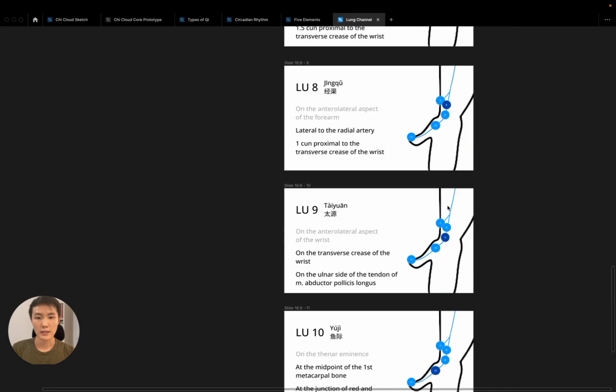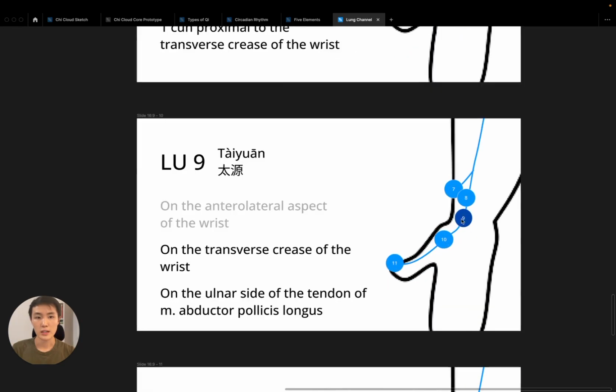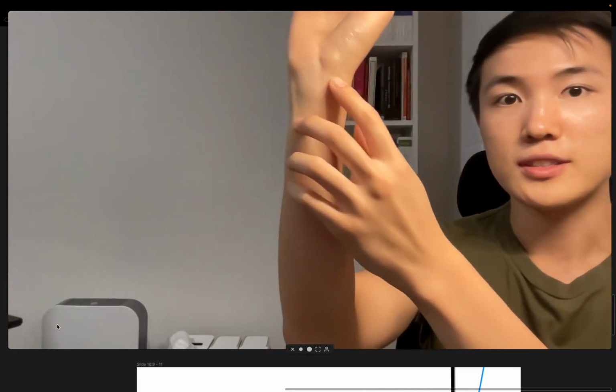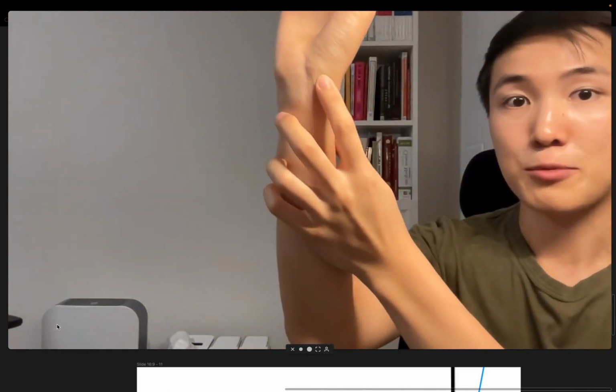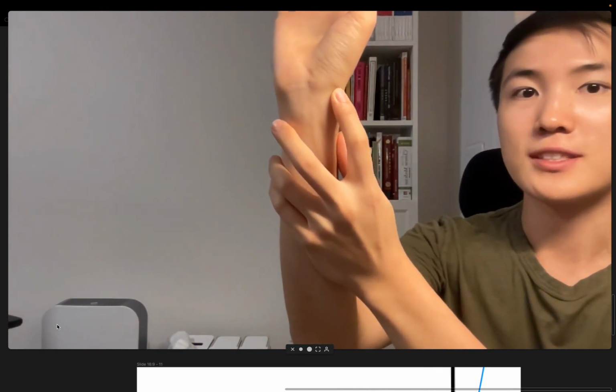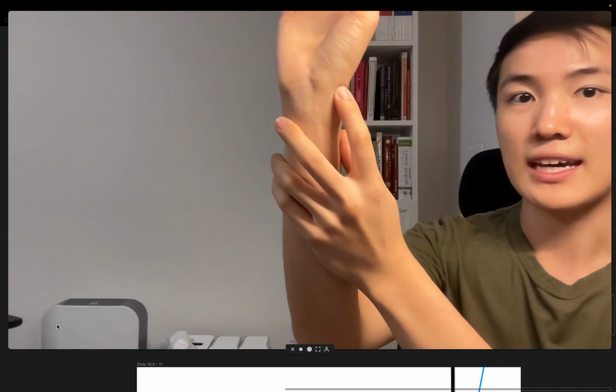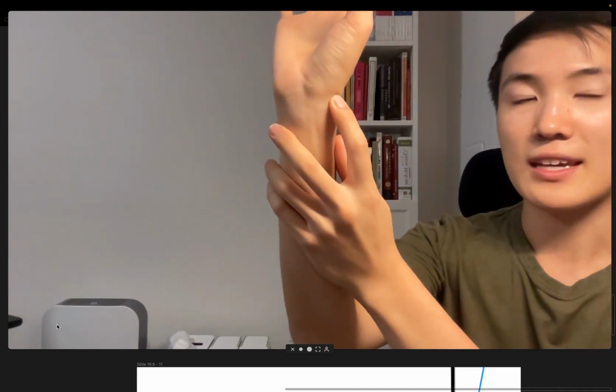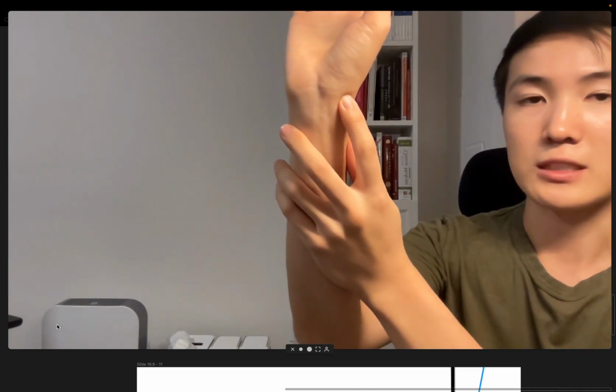So lung 9 is on the transverse crease of the wrist, on the ulnar side of the tendon of abductor pollicis longus. So if you look at your wrist, you'll notice that there is a depression right here. If you go towards the side of your thumb, you'll notice the tendon there. That's going to be the tendon of abductor pollicis longus.